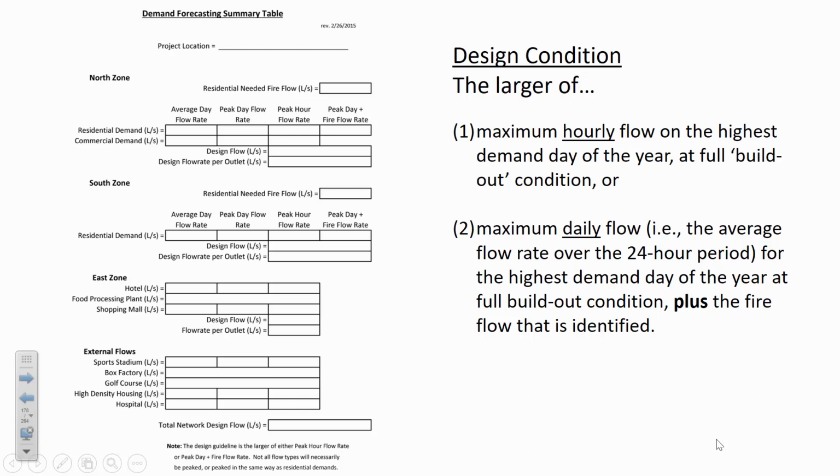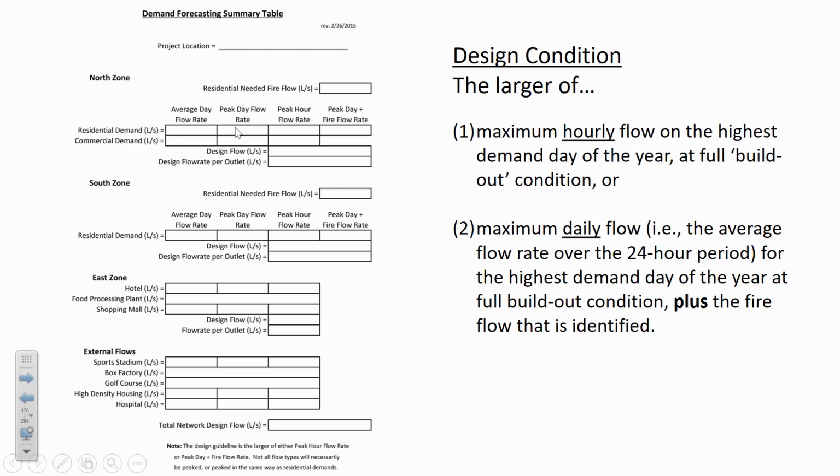I have a rough idea for each student. I have a rough idea of what's a reasonable demand. But of course there's a range depending on your assumptions. And so what you're submitting as the draft for this demand forecasting is your calculations that tells me how much water is used on an average day basis for residential and commercial demands inside the north zone.